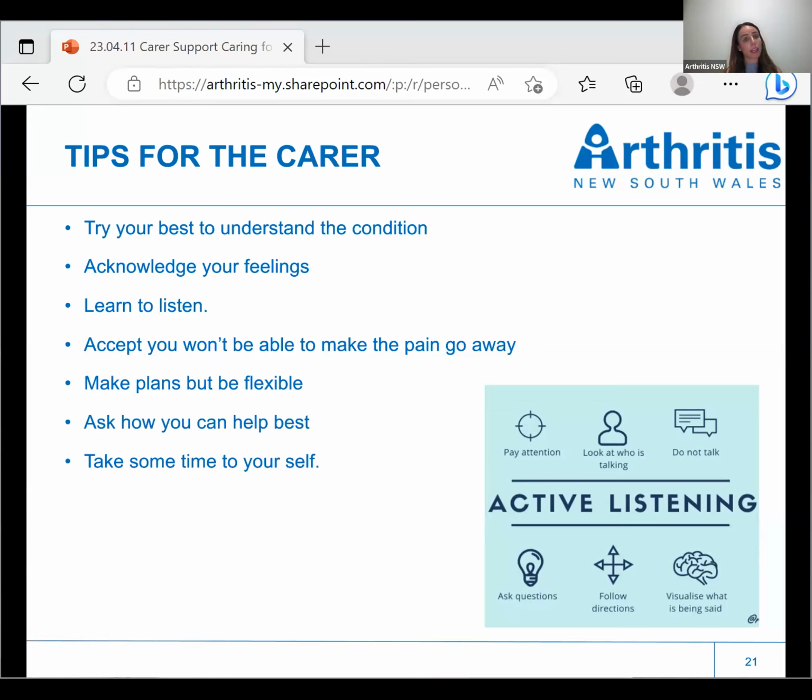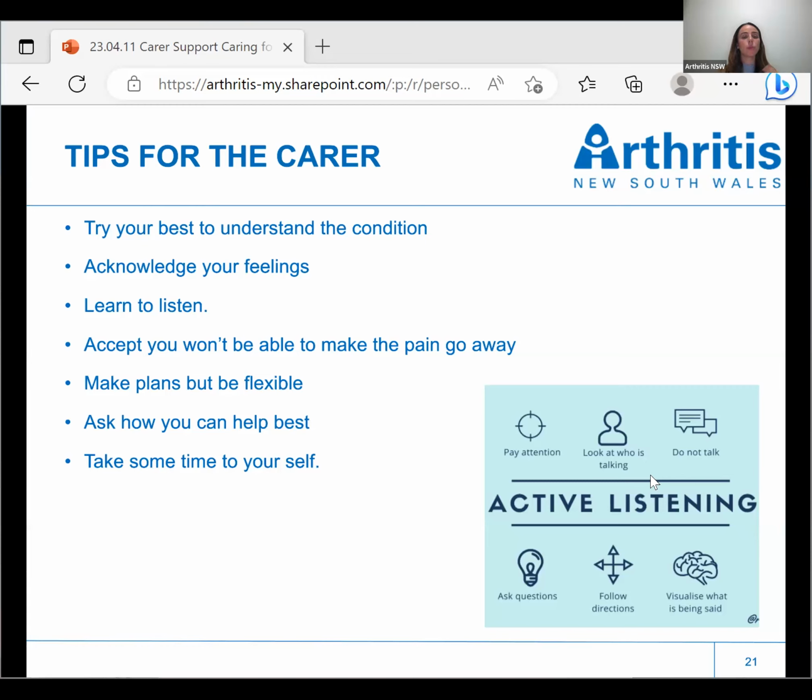Sometimes having a backup plan really helps. Instead of opting for plan A, which might involve a bushwalk being planned, maybe you could do something else like driving to a lookout or going to the cinema. You can ask how you can help best.